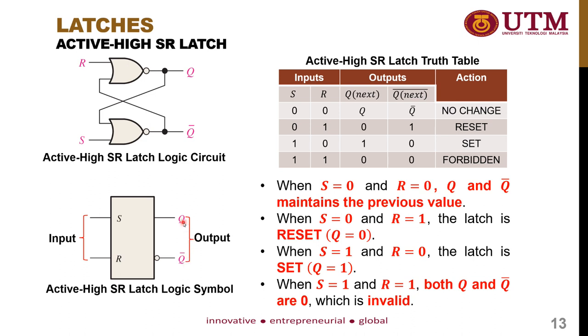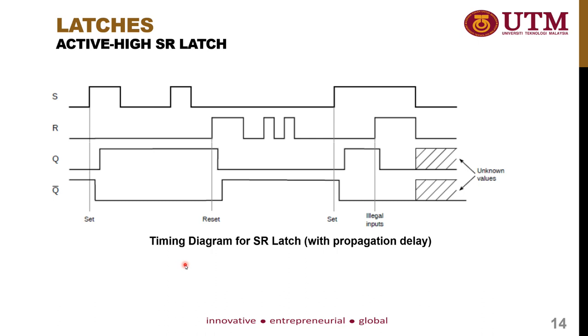If, for example, the value of Q is 0, the Q bar must be 1. If the value of Q is 1, the value of Q bar must be 0. Okay, so next I will show you the timing diagram for SR latch.